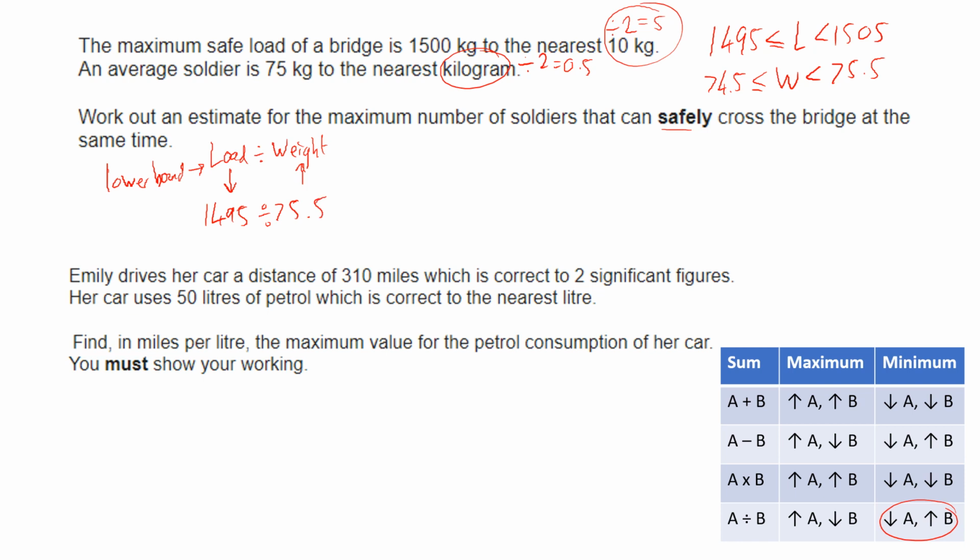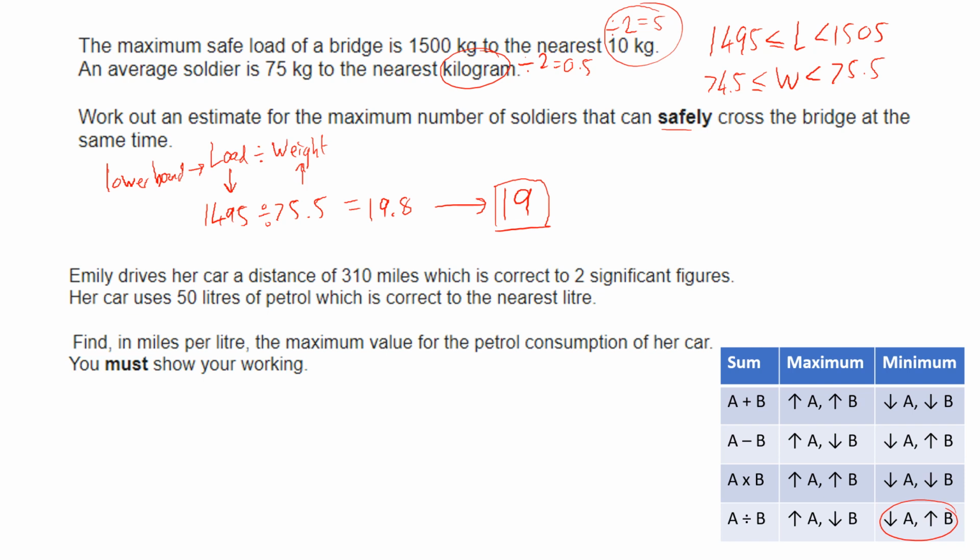And that would give us 19.8, but we can't force 0.8 of a soldier to walk, so we have to round that down and say that 19 is the maximum number of soldiers that could safely cross the bridge. We could get an upper bound and get a value higher than that, but that wouldn't be safe. So it's a weird sort of double-cloaked question, that one.